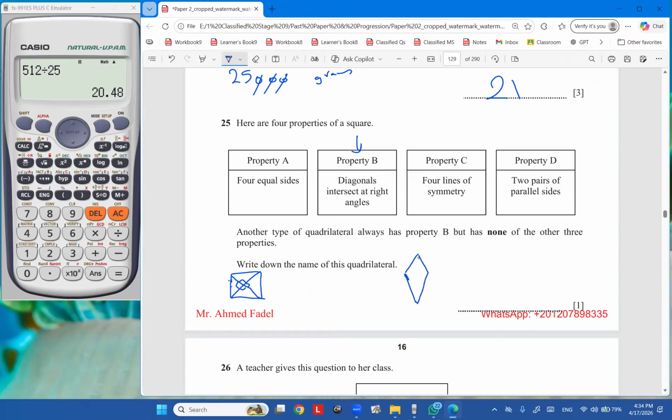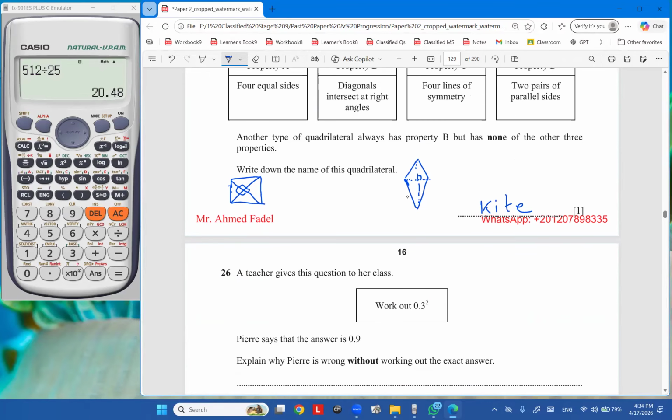Look at this. So the kite has diagonals. The diagonals meet at a right angle. Okay, so this is the kite. And the kite doesn't have four lines of symmetry, it has only two. The property A, four equal sides, no, it doesn't have four equal sides. It has only two pairs of equal sides. Two pairs of parallel sides? No, nothing actually is parallel in a kite. So it is the kite that has its diagonals meeting at a right angle, making a perpendicular line.